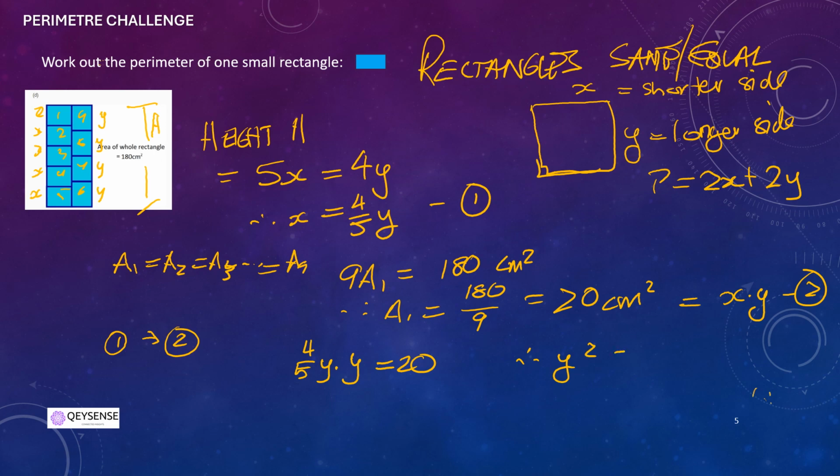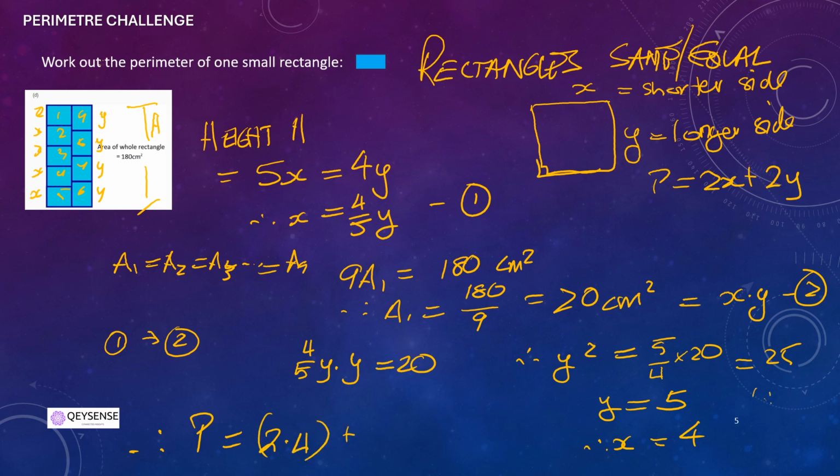Therefore, y squared equals 5 on 4 times 20, which equals 25. Y equals 5. Therefore, x equals 4/5 of 5, which is 4. And therefore, the perimeter equals 2 times x, which is 2 by 4, plus 2 times y, which is 2 by 5, and that equals 18 centimeters.